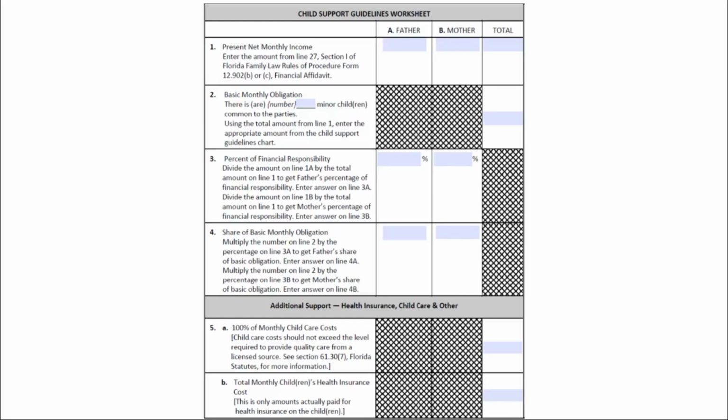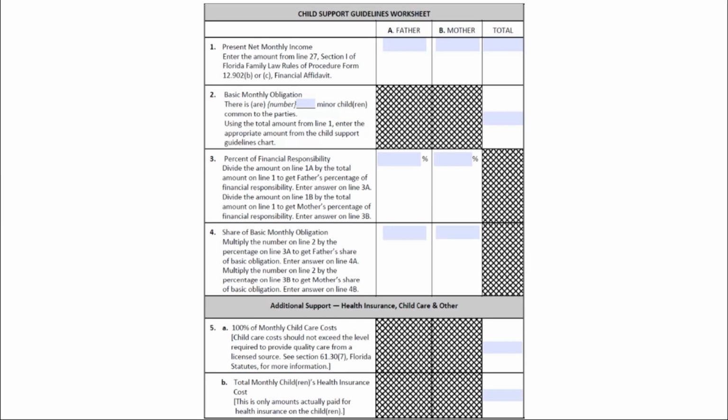Page 2 of the Notice of Filing Child Support Guidelines Worksheet requires you to begin filling out the Child Support Guidelines Worksheet. Subsection 1 of the worksheet requires you to enter the present net monthly income of both the mother and father of the child or children who are at issue in your case.